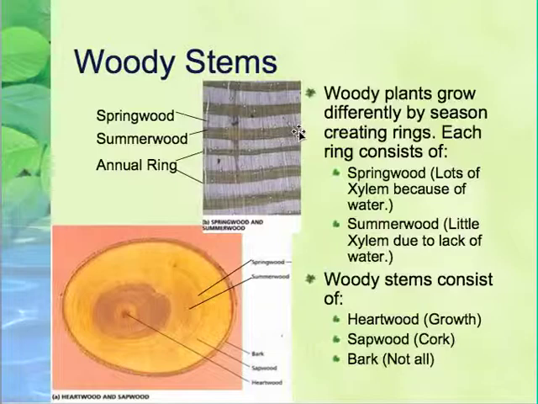A single annual ring, which represents 1 year's growth, is both a spring and a summer wood ring. That's because 1 year's growth would include one spring season and one summer season's growth, one of each, right?